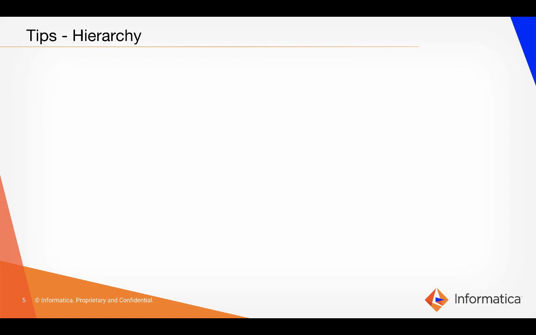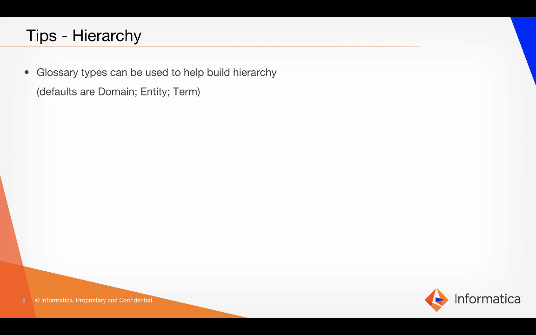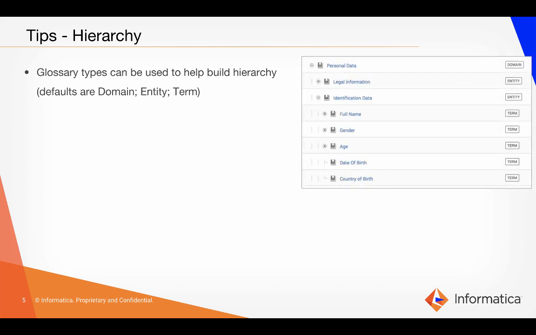Tips on hierarchy. First up, glossary types can be used to help build hierarchy. The defaults that we come with out of the box are domain, entity, and term. You can see here we've got personal data as an example of a domain, with entities such as legal information and identification data, amongst others, that there would be within that domain. And then under those entities, you can also expand those to see specific terms, for instance, full name, gender, age, etc. This is a hierarchical structure, domain at the top, entity beneath, and term at the bottom.